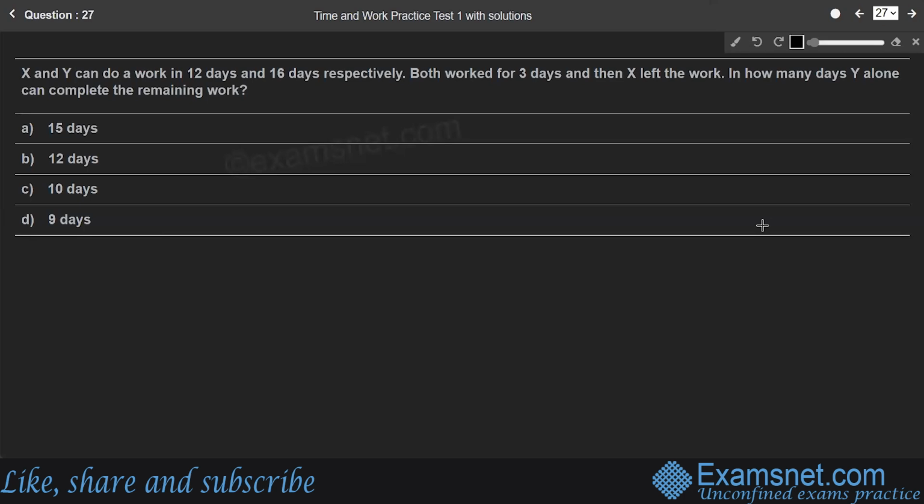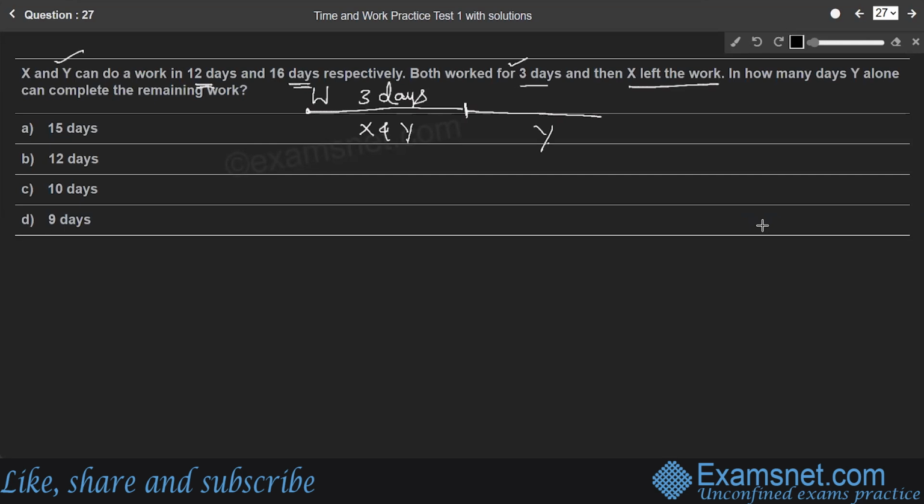Question 27. X and Y can do a work in 12 days and 16 days respectively. Both worked for 3 days and then X left the work. In how many days can Y alone complete the remaining work? Very easy question, students. This question is also based on the concept of work, which is efficiency into time. Here X and Y together worked for 3 days, and after 3 days X left the work. That means Y alone has to complete the remaining work.